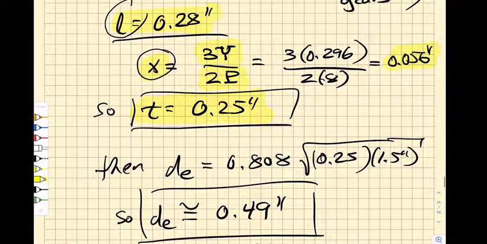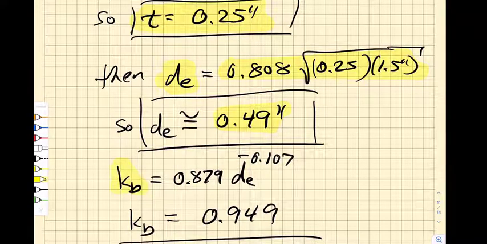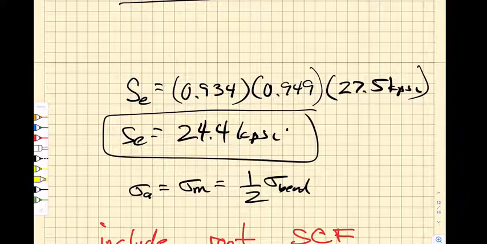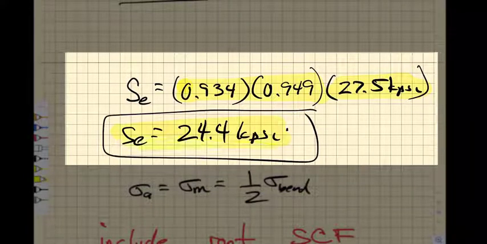Now that we have that, we can find the equivalent diameter of an equivalent circular shaft exposed to bending, and that DE is 0.49. We then use it in the geometric size correction factor calculation and find a KB value of 0.949. We're going to ignore the other correction factors. We're going to take our first estimate, Se prime of the endurance limit. We're going to multiply it by KA and KB, and we get a corrected endurance strength of 24.4 kpsi.